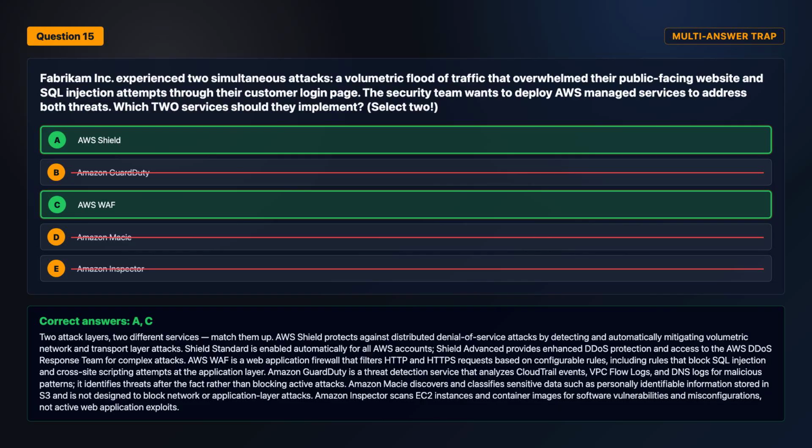Amazon GuardDuty is a threat detection service that analyzes CloudTrail events, VPC flow logs, and DNS logs for malicious patterns. It identifies threats after the fact rather than blocking active attacks. Amazon Macie discovers and classifies sensitive data such as personally identifiable information stored in S3, and is not designed to block network or application layer attacks. Amazon Inspector scans EC2 instances and container images for software vulnerabilities and misconfigurations, not active web application exploits.